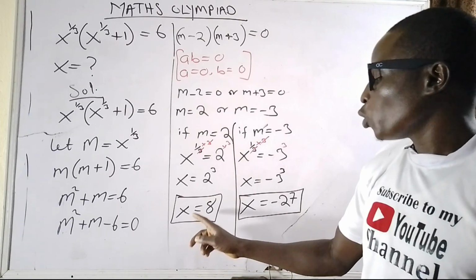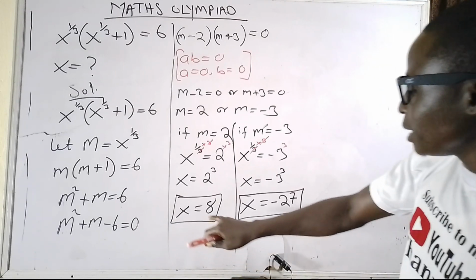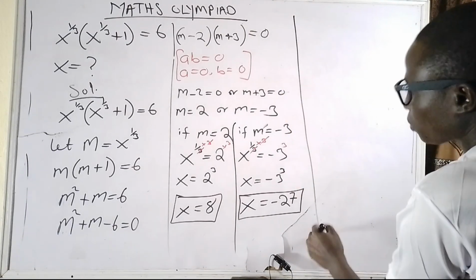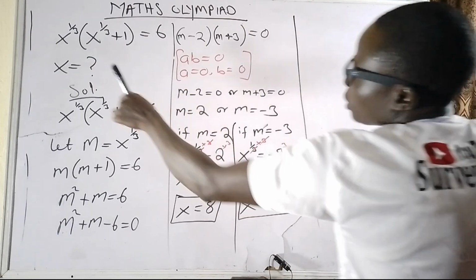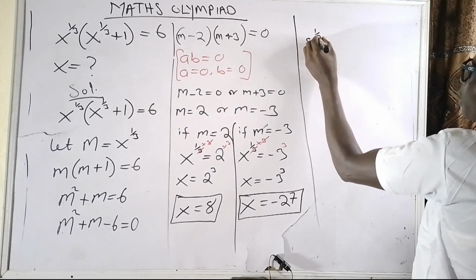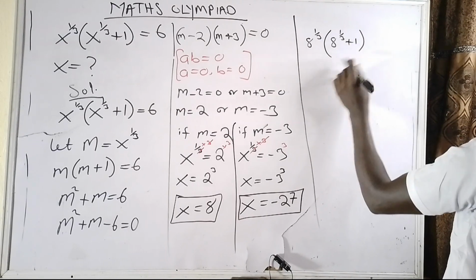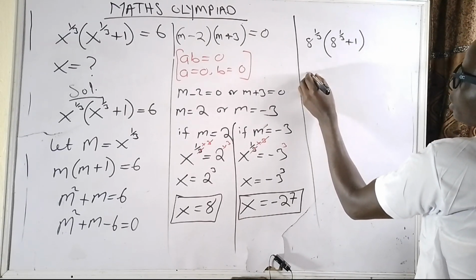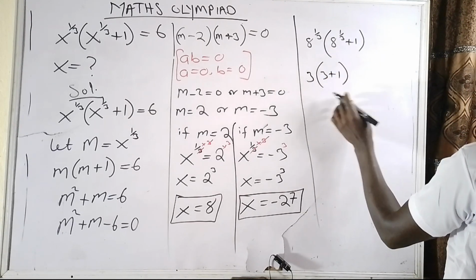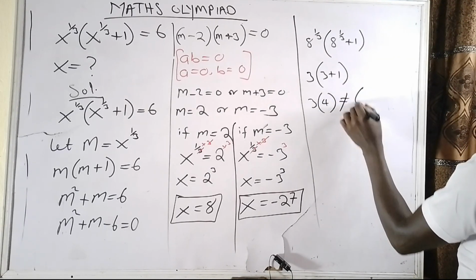But we know that it's only one of these that will satisfy this particular equation. So let's test 8 and see whether it will satisfy this equation. The equation says x raised to the power 1 over 3. So instead of x, I'll put 8 raised to the power 1 over 3, open bracket, and I will still have 8 raised to the power 1 over 3 plus 1. Let's see whether it equals 6. This is 2, then 2 plus 1 is 3, and 2 times 3 is 6.